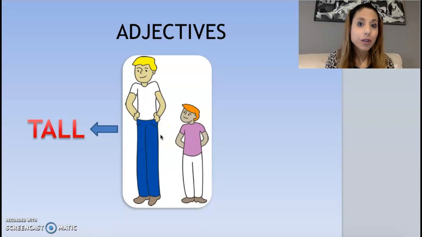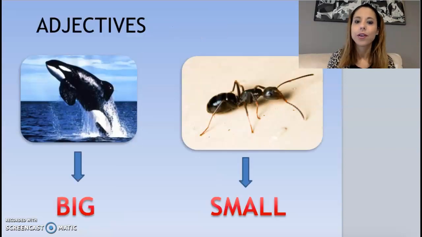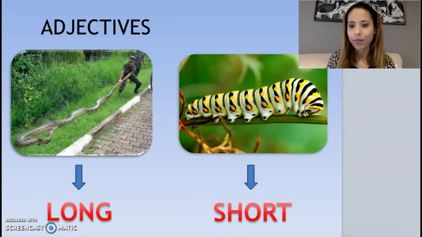An adjective is a word that we use to describe people, animals, or objects. So there are words that we use to say how things are. In this case, we are talking about a person, and this person, this boy, is tall. So tall is the adjective. For animals, for example, the whale is big. The ant is small. The snake is long. The caterpillar is short. So all these words, tall, big, small, long, short, are adjectives.